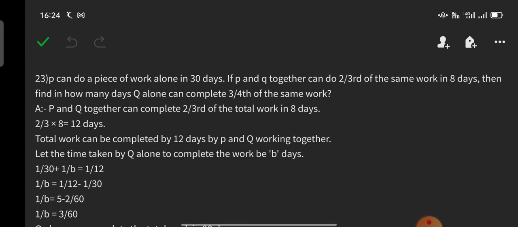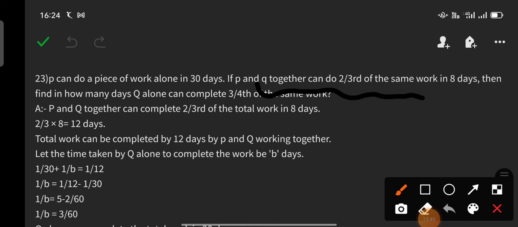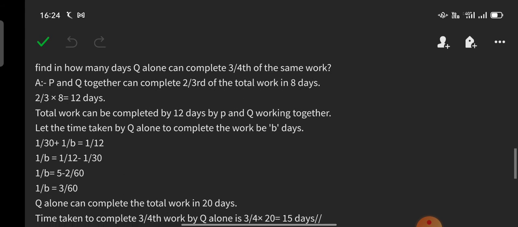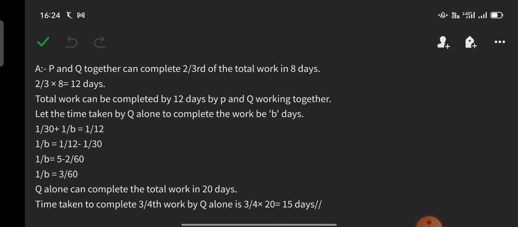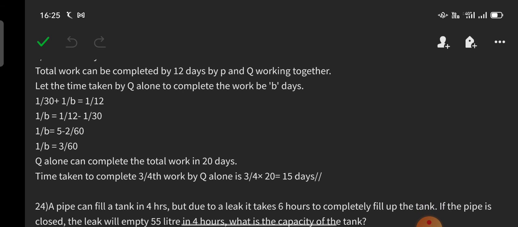Coming to 23rd question, P can do a piece of work alone in 30 days. If P and Q together can do 2 by 3rd of the same work in 8 days, then find in how many days Q alone can complete 3 by 4th of the same work. So P and Q together can complete 2 by 3rd of the total work in 8 days. 8 divided by 2 by 3rd, that is 12 days. So total work can be completed in 12 days by P and Q working together. So let the time taken by Q alone to complete the work be B days. 1 by 30 plus 1 by B equals 1 by 12, and 1 by B equals 1 by 12 minus 1 by 30.